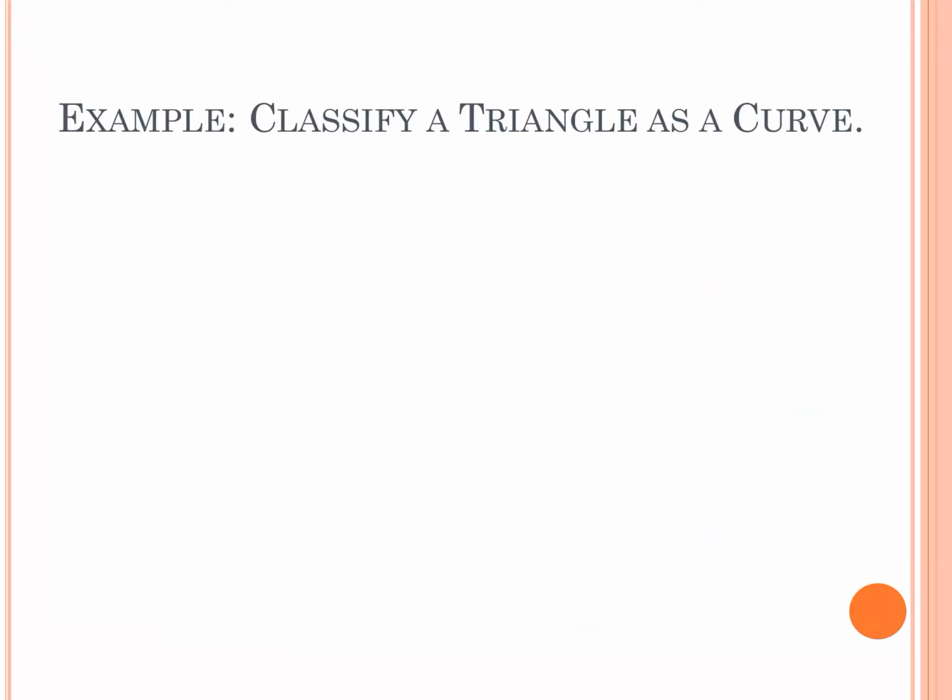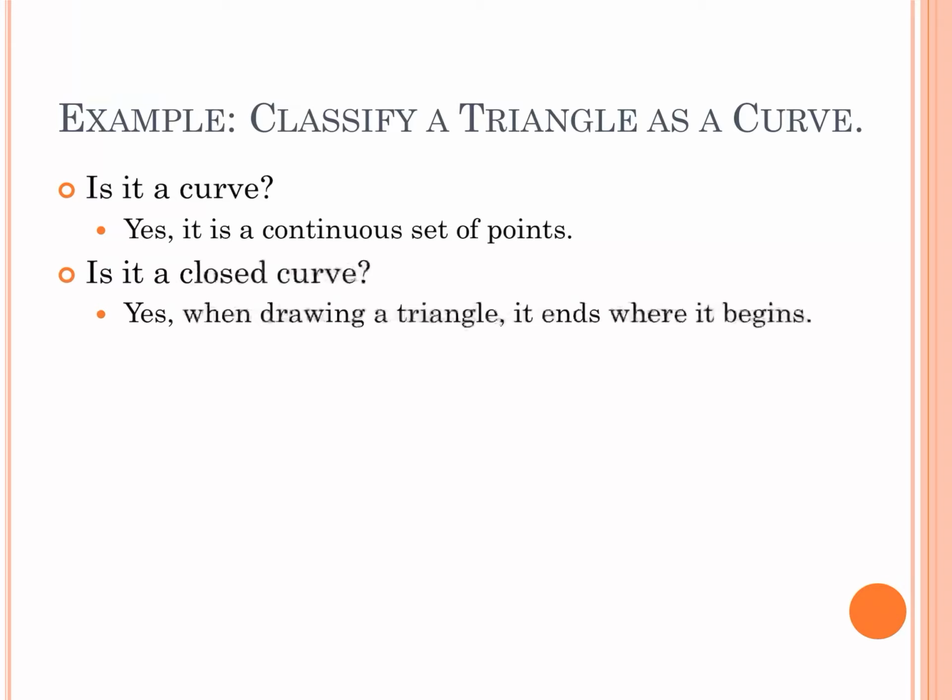So here's an example. Classify a triangle as a curve. Now, in our everyday English language, we would say a triangle is not a curve, but does it fit the definition of curve? So we want to see if it's just a curve, a simple curve, a closed curve, or a simple closed curve. So is it a curve? It is. It's a continuous set of points. Is it a closed curve? Yes. When drawing a triangle, it ends where it begins. Is it a simple curve? Yes. It only intersects at the starting and ending point. It doesn't have any other overlaps. So because of all those, this would be a simple closed curve.